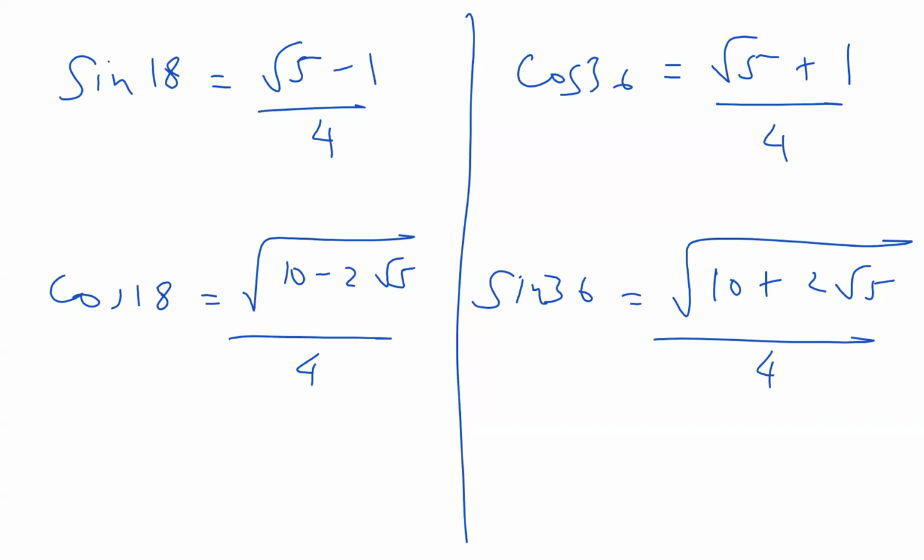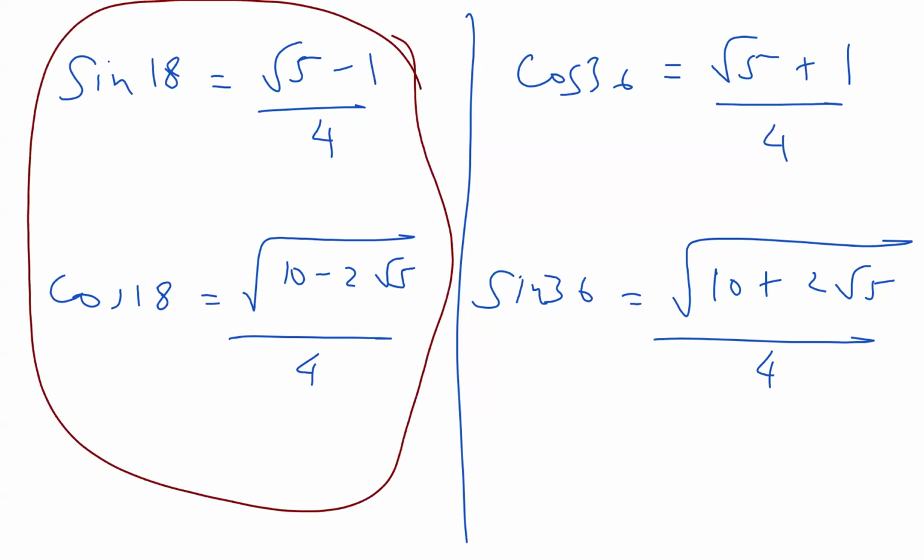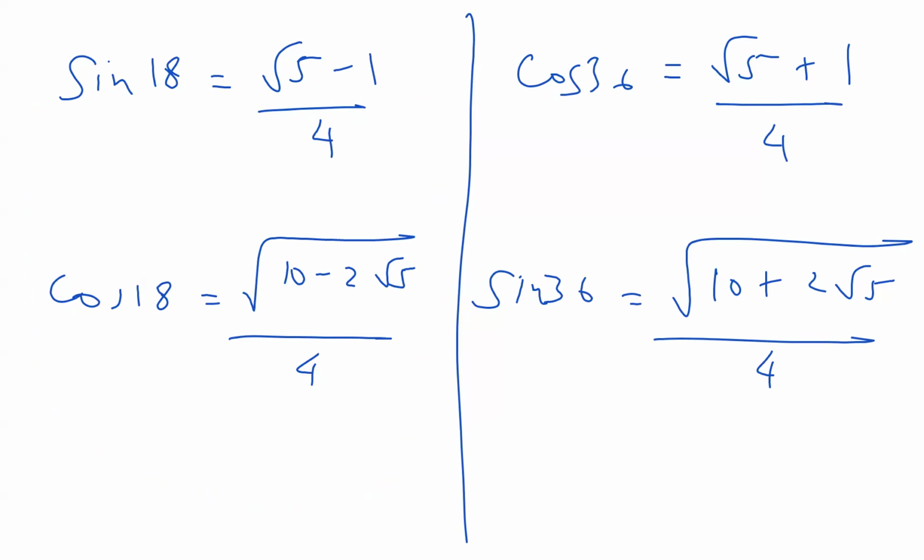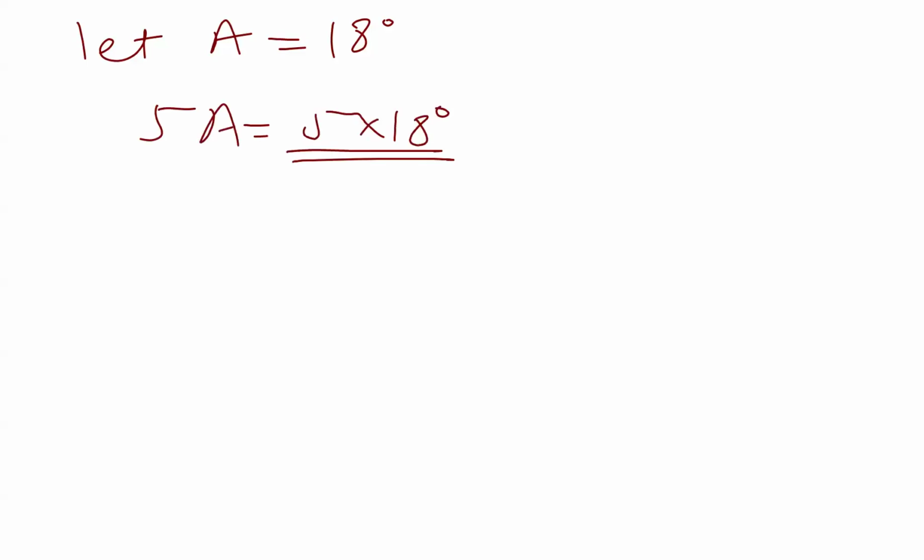Now they may ask you to prove this. As some people are concerned, I am just showing the proof. So first we are going to prove this particular part, 18 degrees. Let A is equal to 18 degrees, multiply by 5. Now this you need to remember because 18 into 5 is 90. That number is very important, 90 degrees.